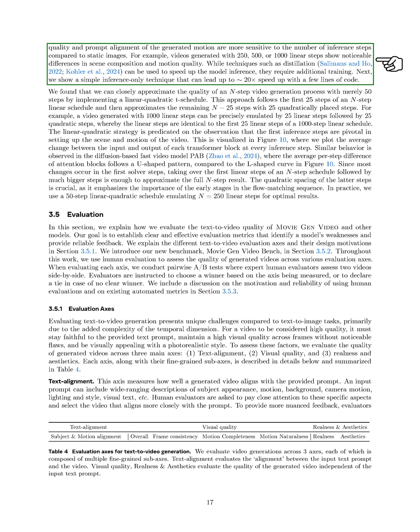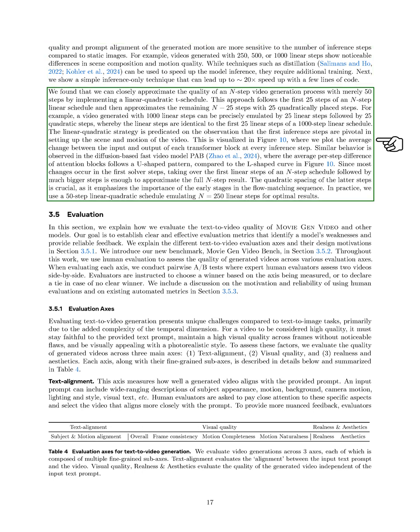While techniques like distillation can speed up inference, they require additional training. We discovered a straightforward inference-only technique that can achieve significant speed improvements with minimal code. We found that we could closely replicate the quality of a 55-step video generation process using just 50 steps by applying a linear quadratic T-schedule. This method follows the first 25 steps of a 55-step linear schedule and approximates the remaining steps with 25 quadratically spaced steps. In practice, we use a 50-step linear quadratic schedule to emulate 113 linear steps for optimal results, as the early inference steps are crucial for setting up the scene in the video.